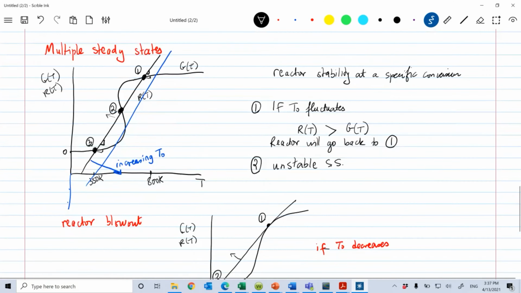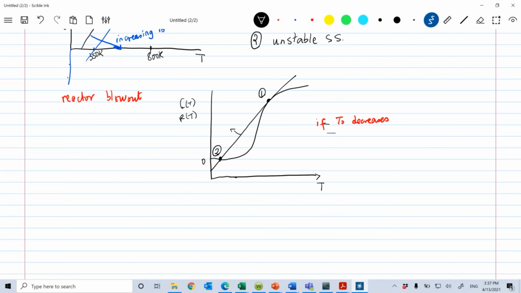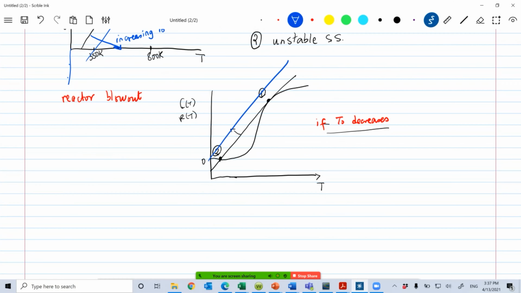But if it's only T naught that decreases, suddenly what's going to happen is that your R of T curve is going to go this way. And then suddenly you're operating at 0 conversion only. You're not operating at 0.1 anymore. You're operating near 0.2. So this is essentially your reactor just stops working.